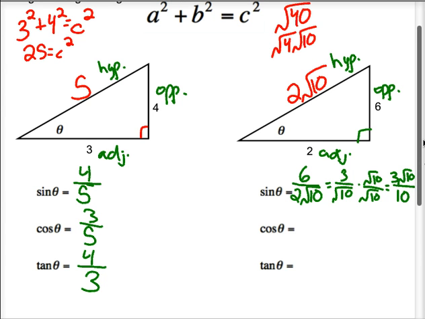Cosine of theta. Cosine is adjacent over hypotenuse. And again, we end up with kind of a similar situation. Well, here my 2's cancel, so I just have 1 over square root of 10. But again, we don't want to leave it like that, however. We don't want to leave a radical in the denominator. So let's clean that up a little bit. Remember, multiply top and bottom by the radical you're trying to get rid of. And you end up with square root of 10 over 10 as your final answer.